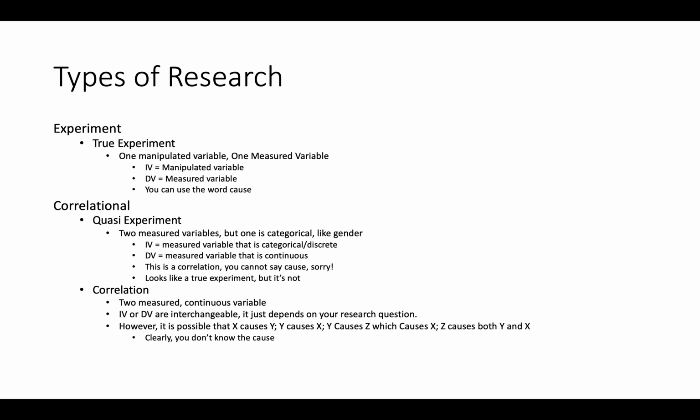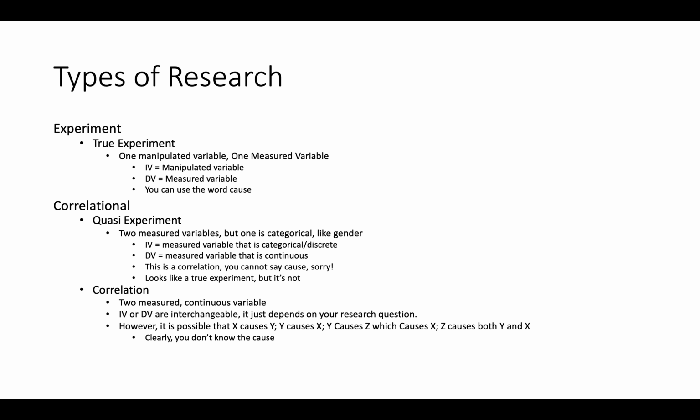Now this one should definitely be a review, so I'm going to go through it quickly. Types of research: experiment and correlational. A true experiment has at least one manipulated variable and one measured variable. Your independent variable equals your manipulated variable. Your dependent variable equals your measured variable. And you can use the word cause in this case.